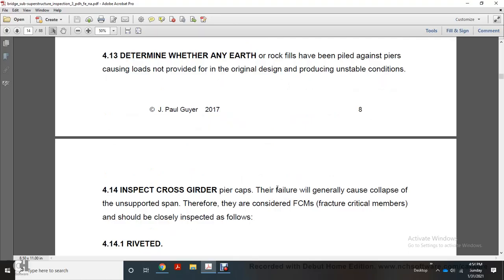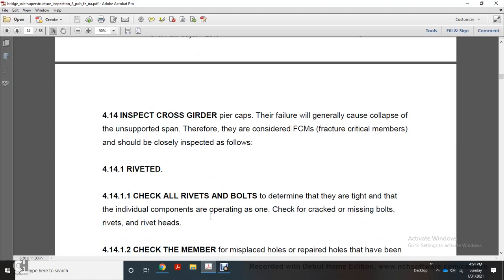Inspect cross girders and pier caps. Failure will generally cause the collapse of the unsupported span. Therefore, they are called fracture critical members, or FCMs, and should be closely inspected. Riveted.